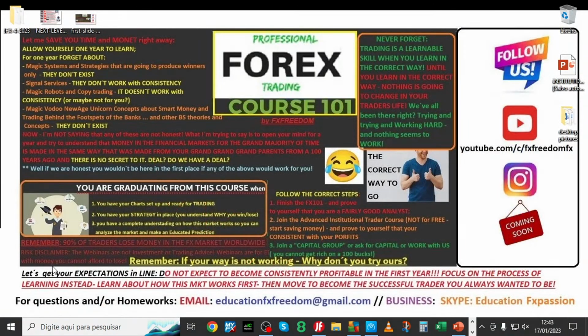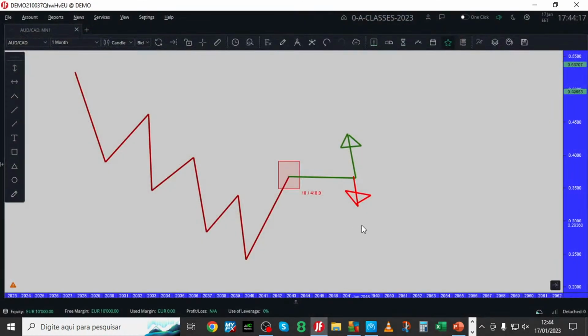Everybody, never forget, let's get your expectations in line. Do not expect to become consistently profitable in the first year. You are going to have occasional winners. Focus on the process of learning instead. Learn how this market works first, and then move on to become the successful trader that you always wanted to be. Don't be shy, we don't bite.